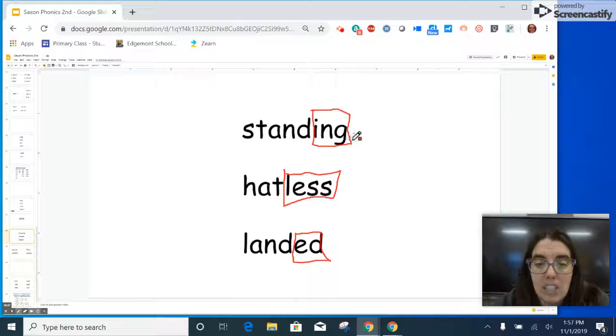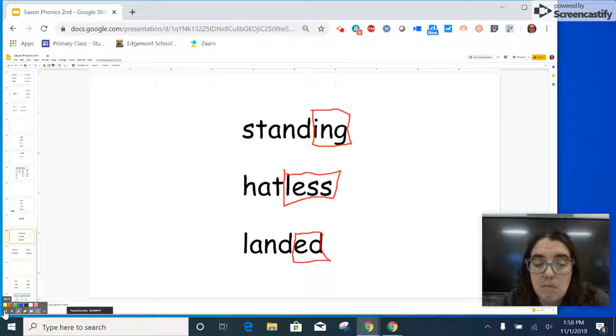Okay? Ing goes at the end of the word to show that something is happening right now. Standing. I am standing. Ed goes at the end of the word to show that it has happened in the past. Landed. The airplane landed 3 minutes ago. All of these suffixes go at the end of a root word. The only coding the suffixes get are boxes, but the root word gets coded, the vowels coded, and any other coding that's needed.